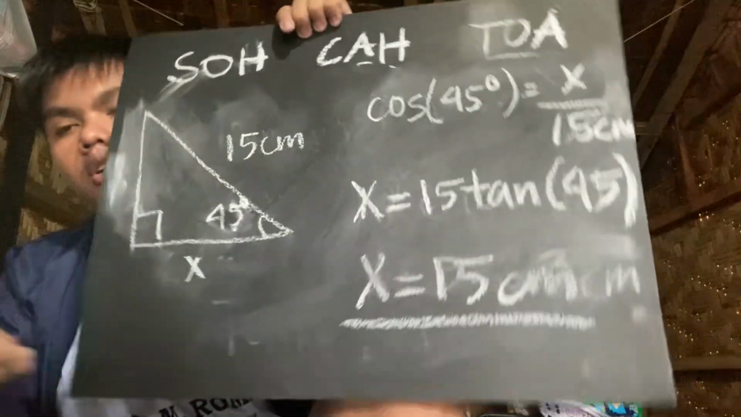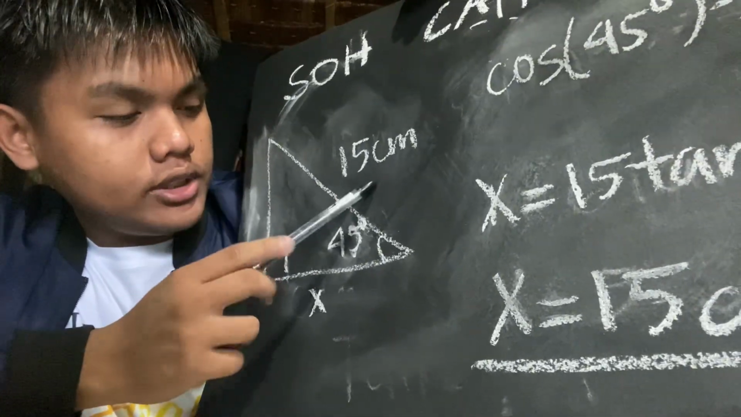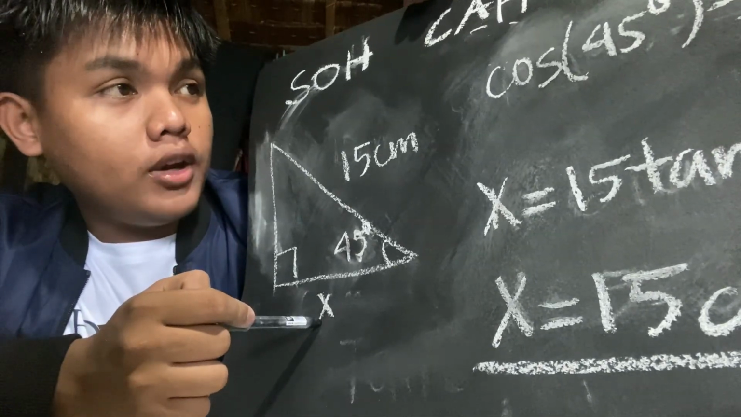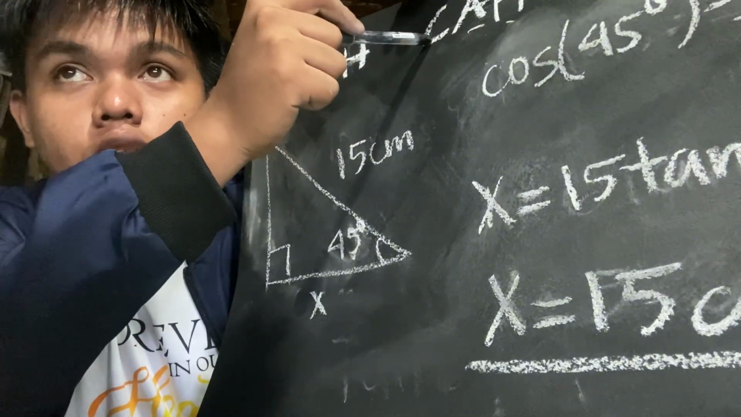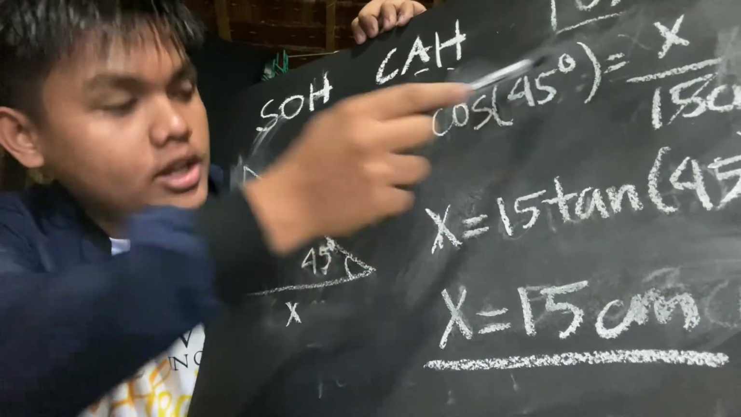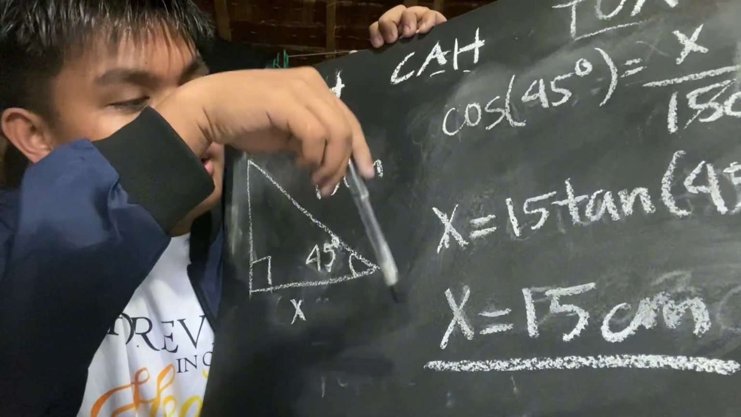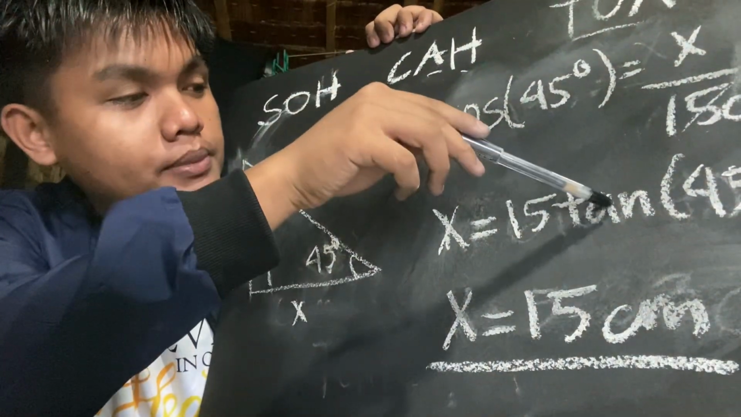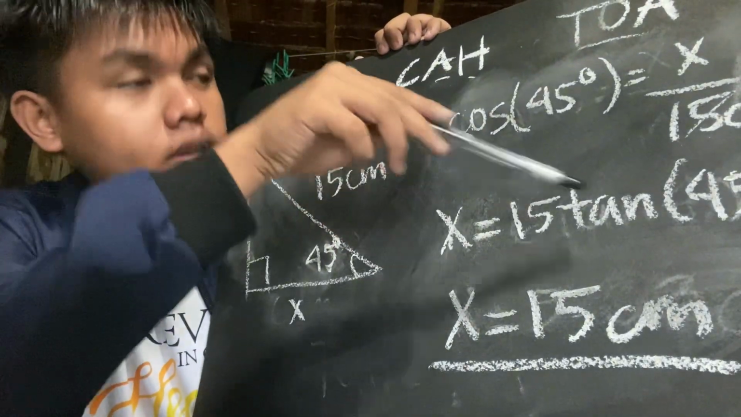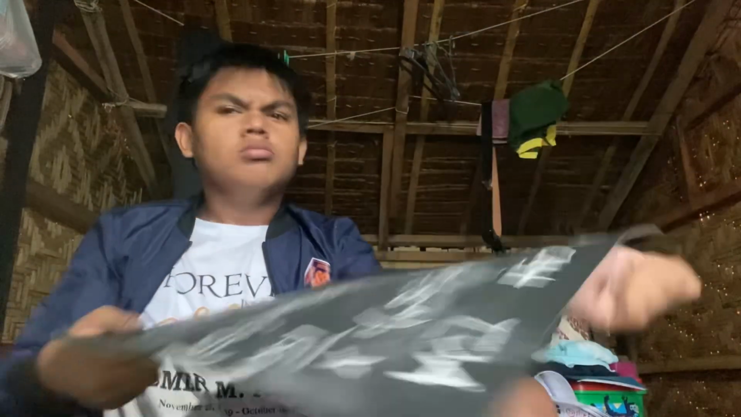Now to recap, we have a given right triangle here, with a given hypotenuse and angle. To find the adjacent, we can use CAH, cosine equals adjacent over hypotenuse. So cosine 45 equals the adjacent, which is x, over the hypotenuse 15 centimeters. Multiply both sides by 15 so that x remains, equals 15 times cosine 45. Calculate it using your calculator, and x will be 15 centimeters.